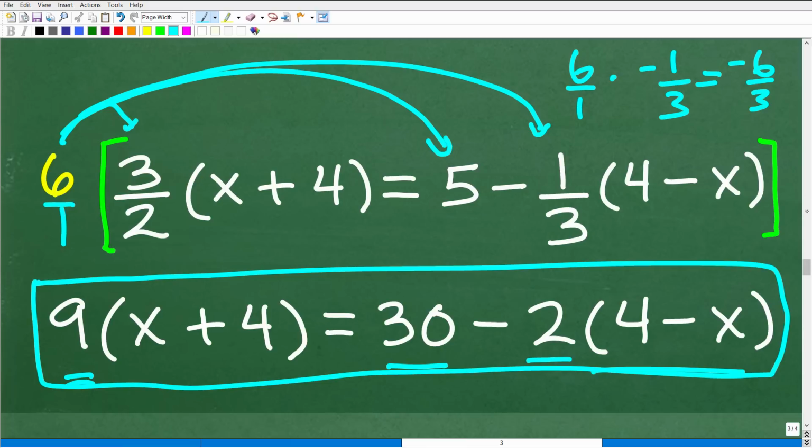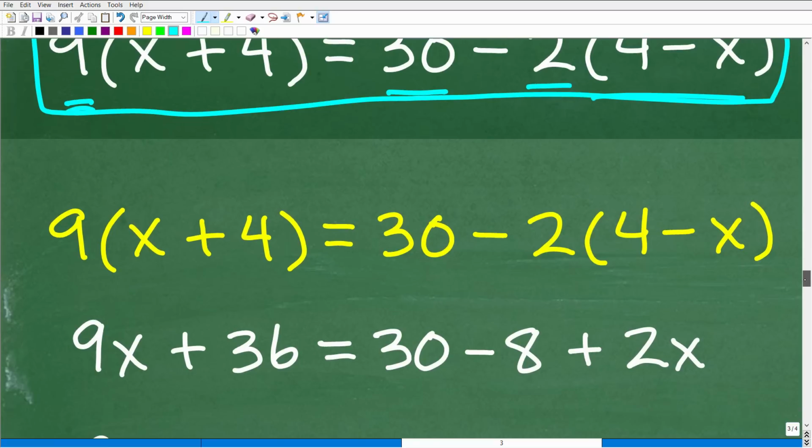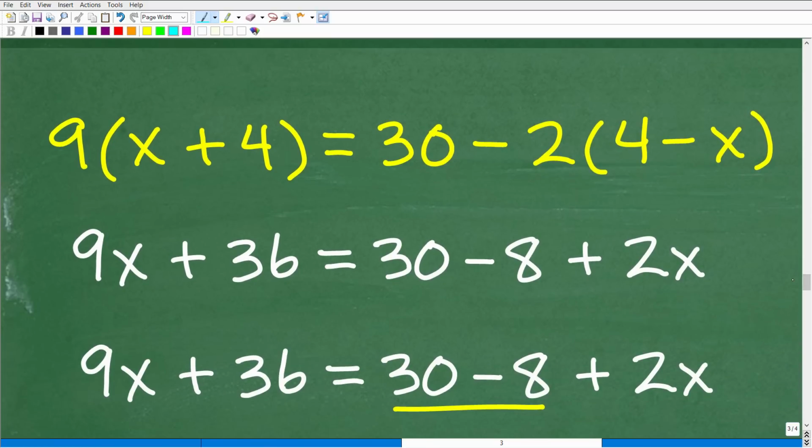So now let's go ahead and do the remainder of the work to solve this equation. Again, this is the only fraction work that we had to do once we had the LCD. Now we're off to the races. Okay, so here we're going to take this 9. We're going to use the distributive property. 9 times x is 9x. 9 times 4 is 36.